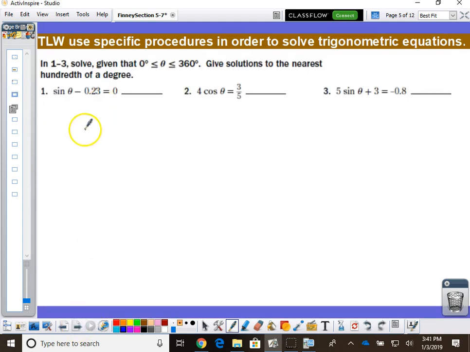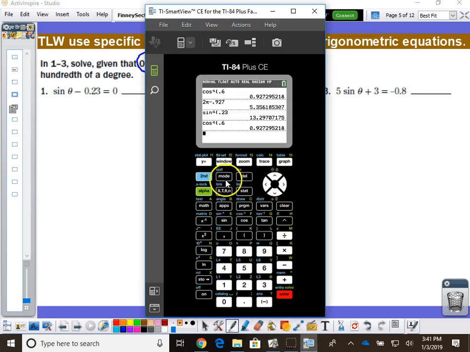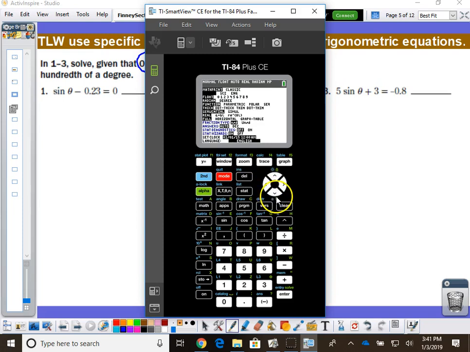So let's try this one. If we look at the sine curve here, we're going to solve it the same way. The only difference is this is in degrees. So let me just go real quick and change my calculator into degrees. Mode, degree.